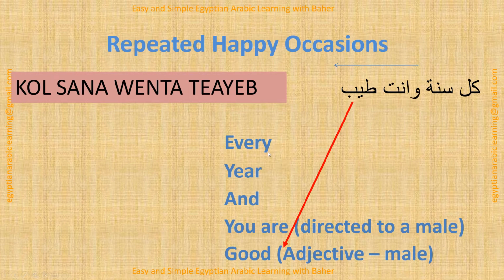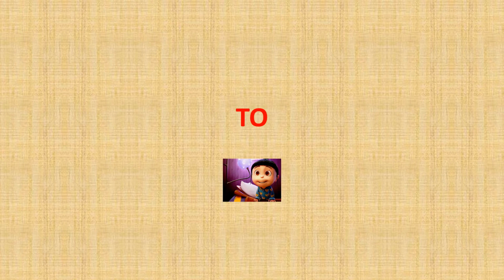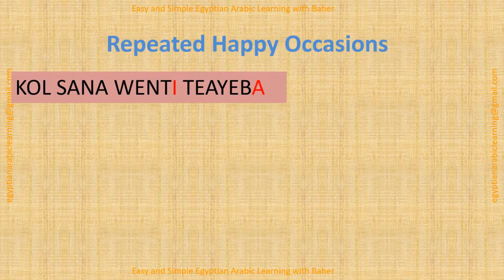So like I'm telling the person in front of me, if he is a male, I'm wishing you that every year you are good. So with this happy occasion, every year you are good. كل سنة وانت طيب. So what is the case if it's directed to a girl, a female? So we say كل سنة وانت طيبة.